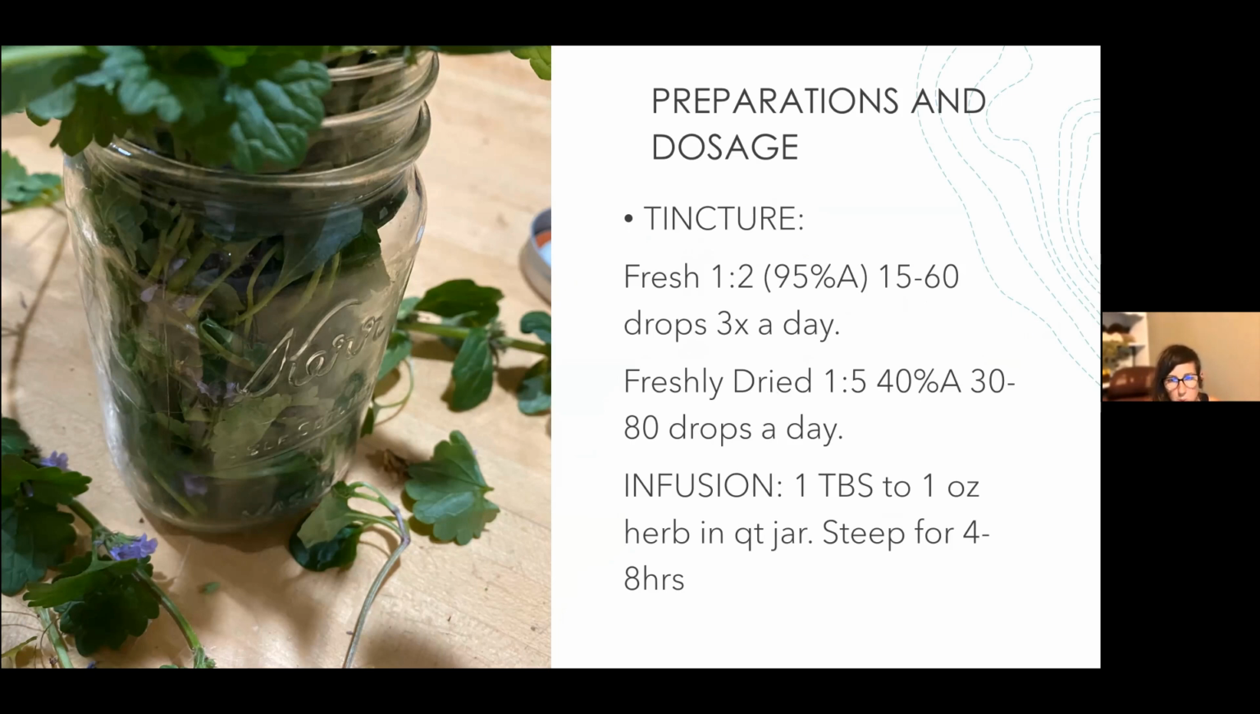One tablespoon to one ounce of herb in a quart jar. So kind of gentle infusion up to standard kind of clinical infusion. It's going to be very strong tasting if you do one ounce of herb into a quart jar. So let it steep for a good while. If you're going to put boiling water on it, close it up so you don't lose the aromatics into the air.